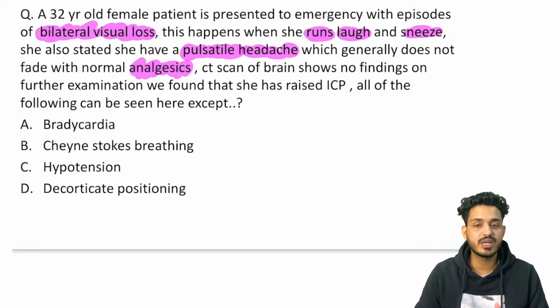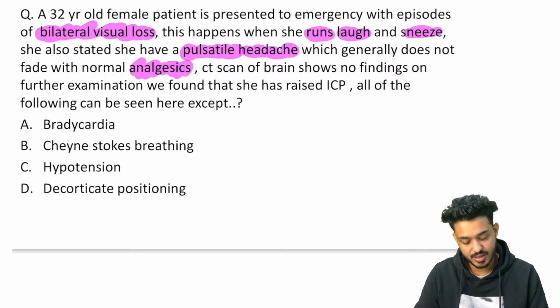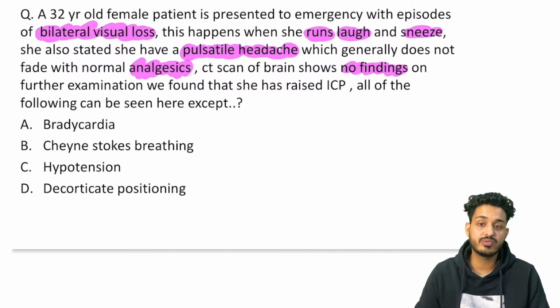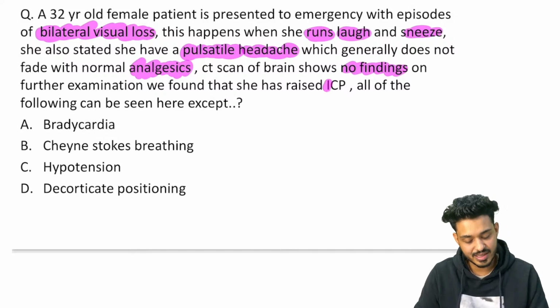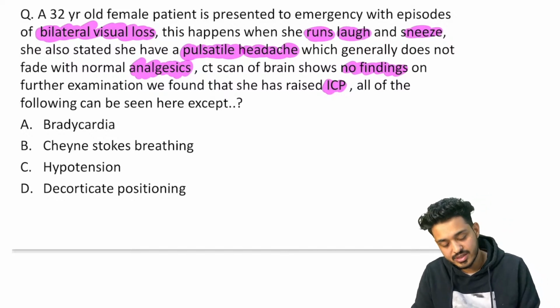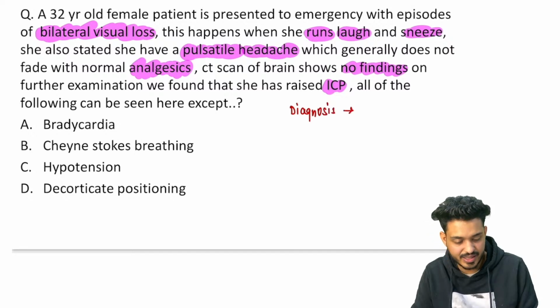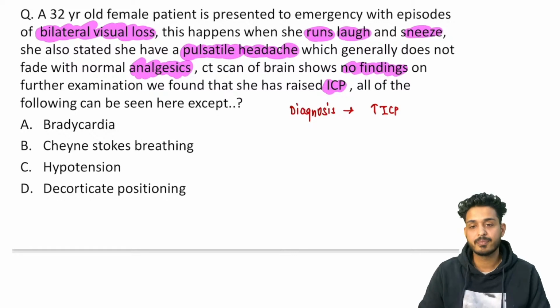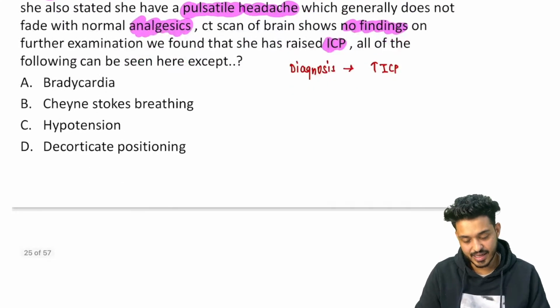CT scan of the brain shows no findings. There are no findings on the brain, right? On further examination, we found that this particular patient has raised ICP; intracranial pressure is high, right? All of the following can be seen here except. So what is the diagnosis? Always try to make the diagnosis in your head. That is going to be raised intracranial pressure, right? There will be raised intracranial pressure.